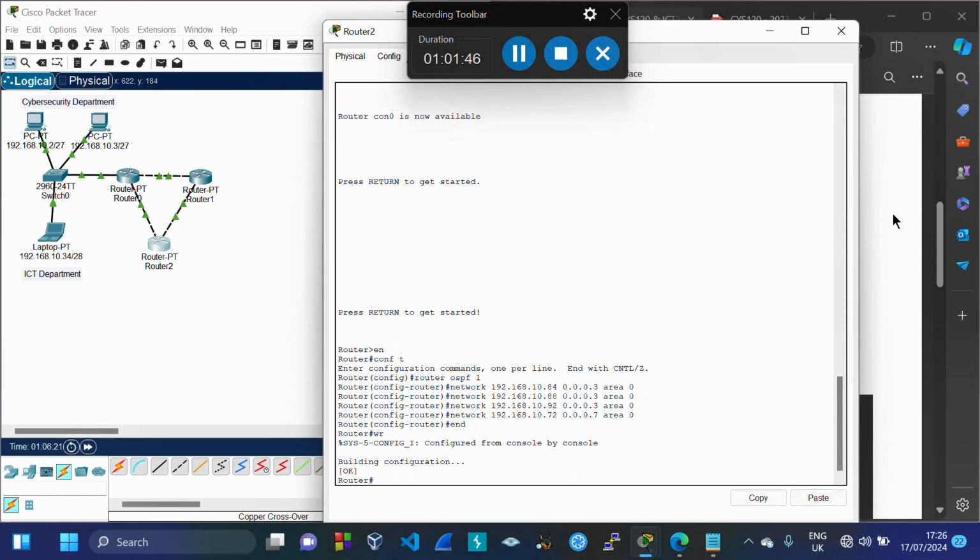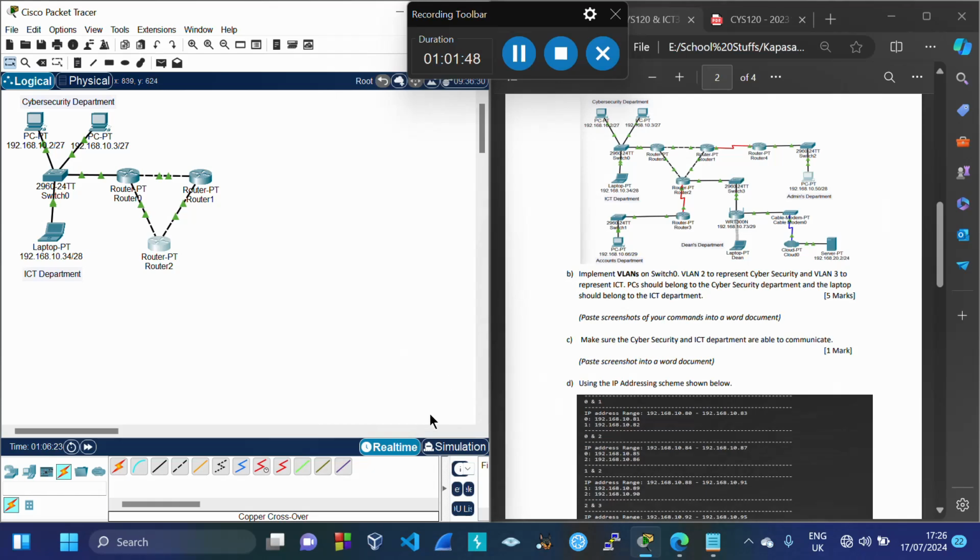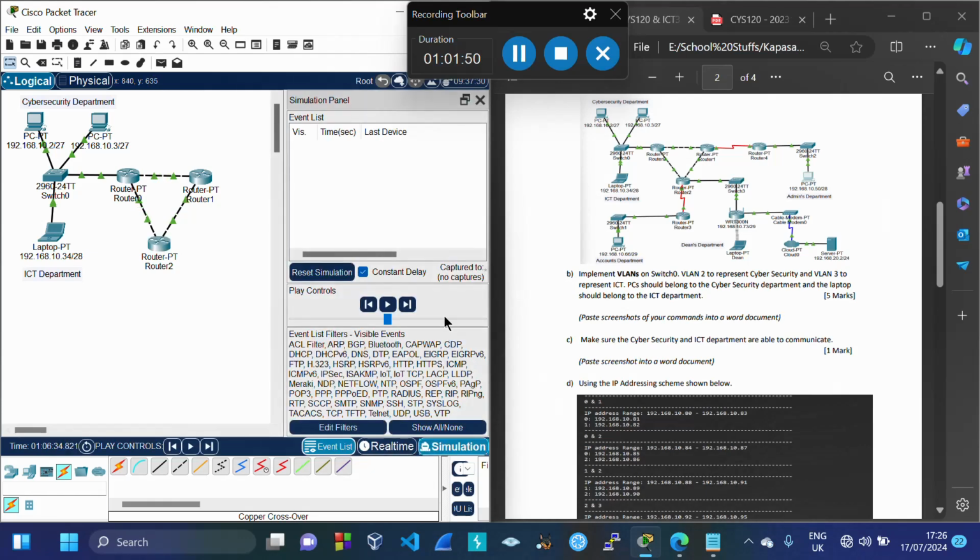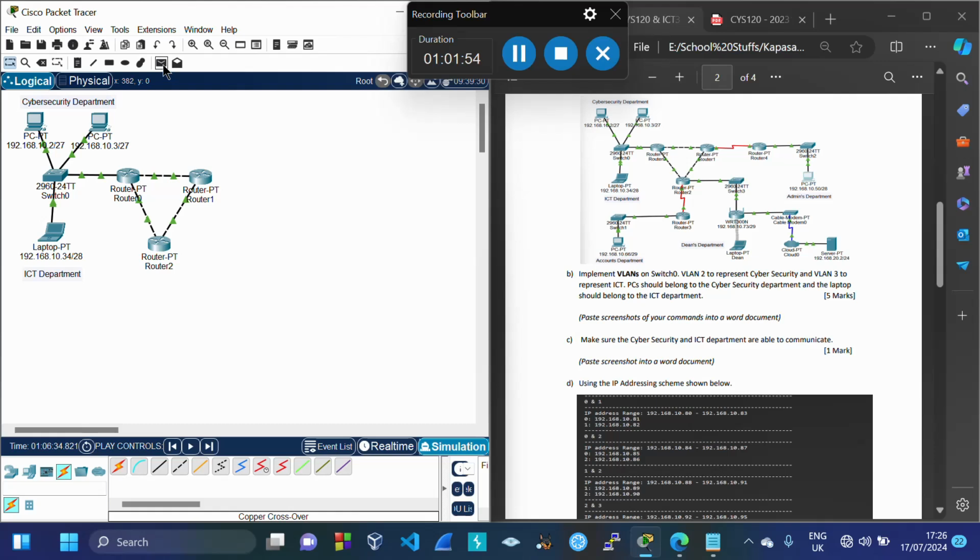Once we are done, we can go into simulation mode. Under simulation mode, we can try to ping something with a packet. I'll put a packet, then see if it can go up to here. If a packet can reach that side, it means that OSPF has been configured nicely. So I can pray now. Let's see how the packet is moving.